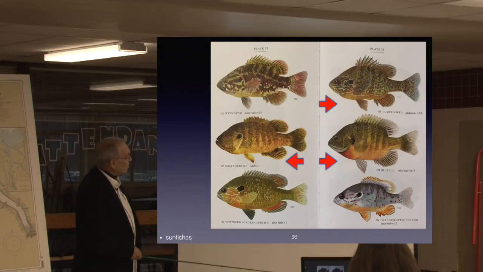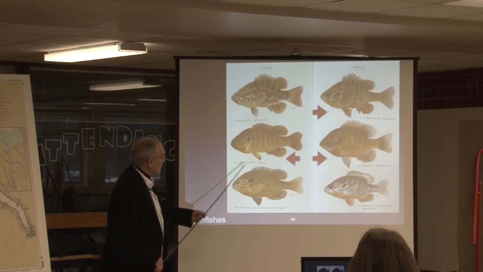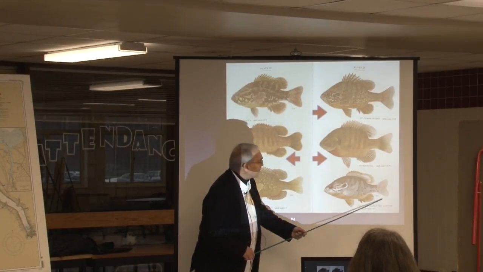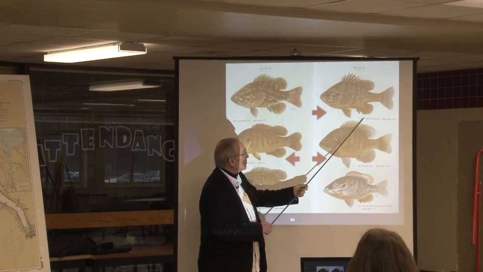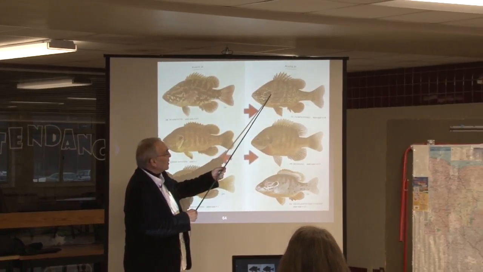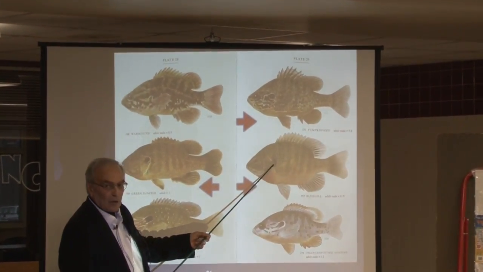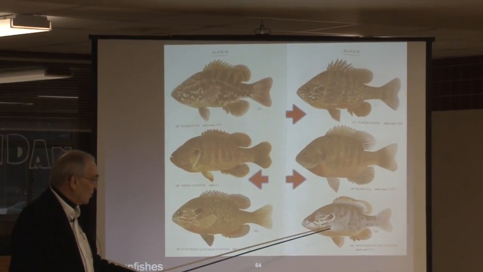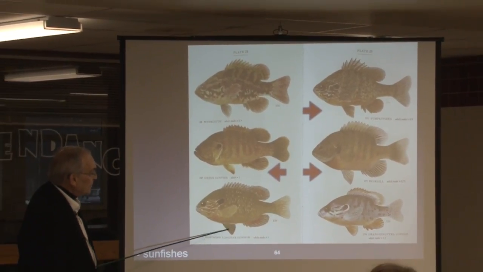Here's a whole bunch more of the sunfish family. We have the warmmouth, the green sunfish, the northern long-eared sunfish, the orange-spotted sunfish, the bluegill, and the pumpkinseed. Pumpkinseed's got a little red mark, bluegill is all blue. And those are the most common of all of them. I think we see some of these once in a while, the long-eared. Okay.